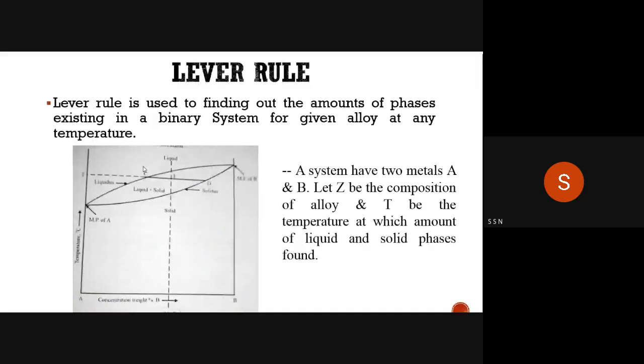So a system having the two metals A and B as shown in the diagram, and let Z be the composition of that alloy. Random Z means 10%, 20%, whatever it may be, it is shown on the x-axis, Z percentage of B. So that Z percentage of B is present, and at a particular temperature T, what is the amount of liquid and solid phase there?